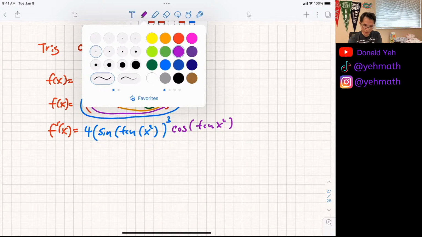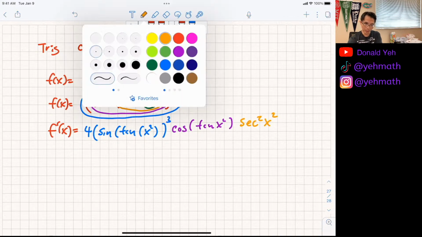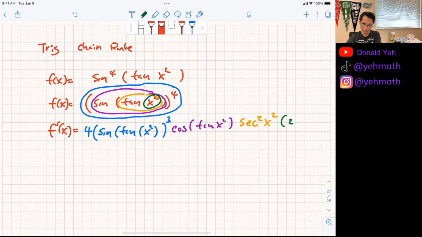Let's take a derivative of the tan, which is the orange. What's the derivative of tan? Secant squared. There we go. And then let's take care of the green one. What's the derivative of x squared? It's 2x.